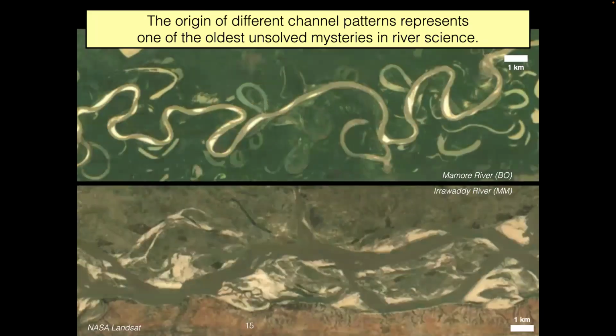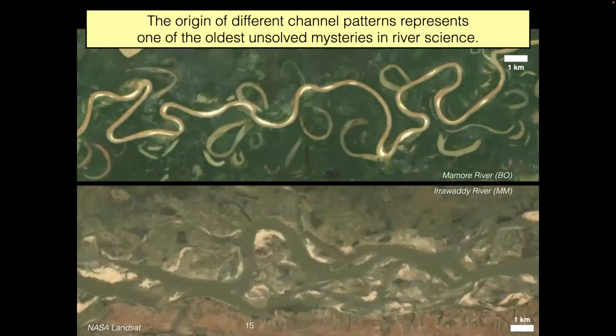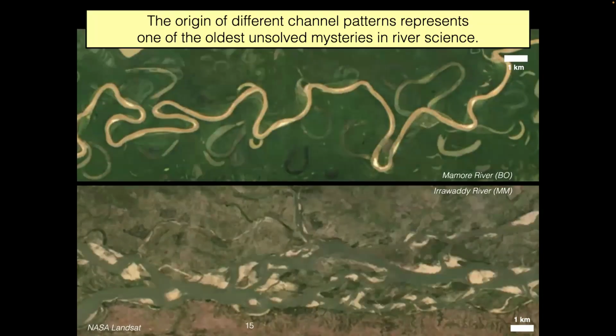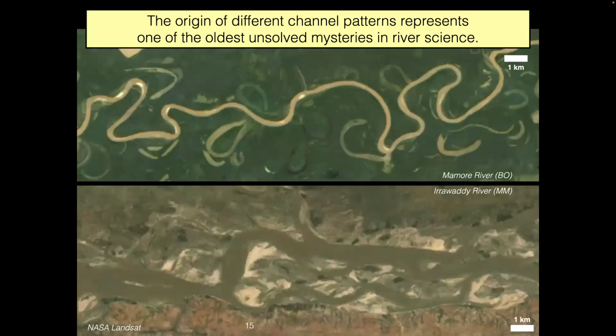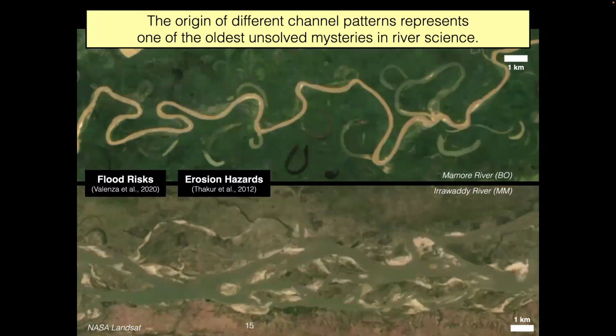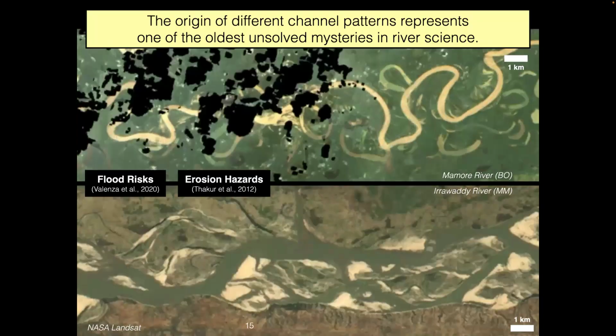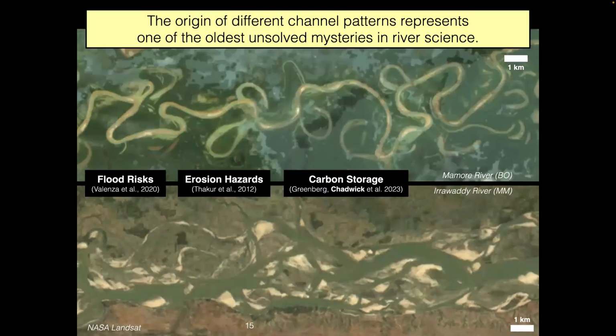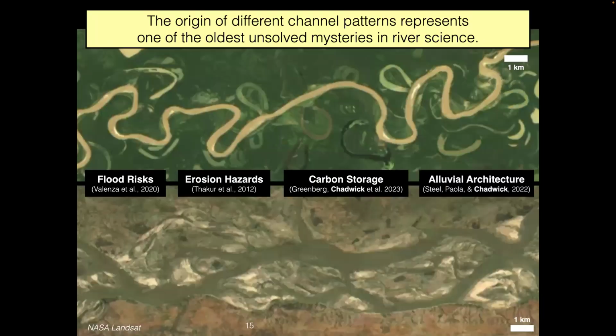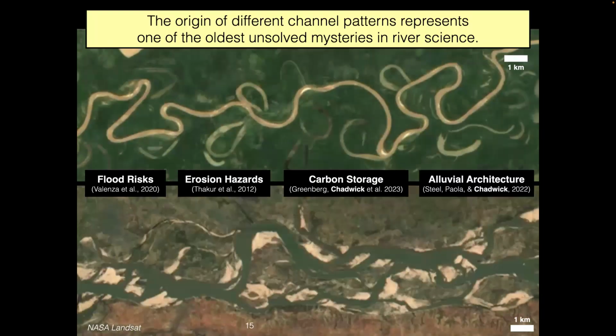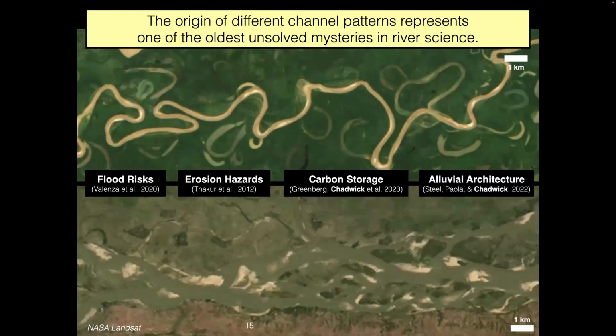And as you can see from playing this time lapse here from Landsat, these two kinds of rivers can evolve quite a bit differently, and that can have direct consequences for the flood risks and erosion hazards for people along them, as well as for the carbon stored in their floodplains and the alluvial architecture of their sedimentary deposits underneath. So it's pretty important to understand.